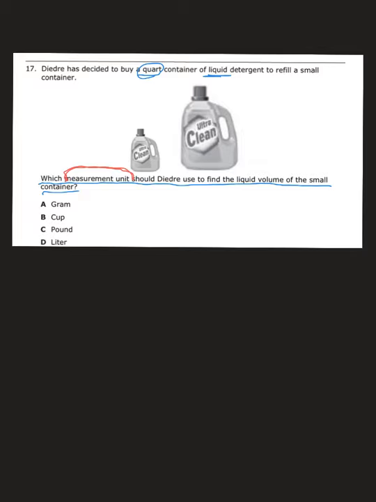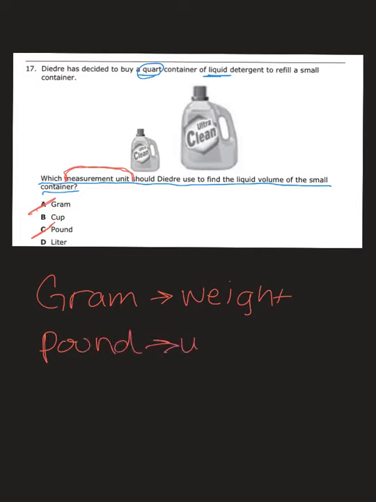We're going to start with our process of elimination. The first thing we can cross out is gram, because a gram is for weight. It measures weight. And then we can also cross out a pound, because a pound also measures weight. So you don't need those. Now you're left with 2, which is a cup and a liter.